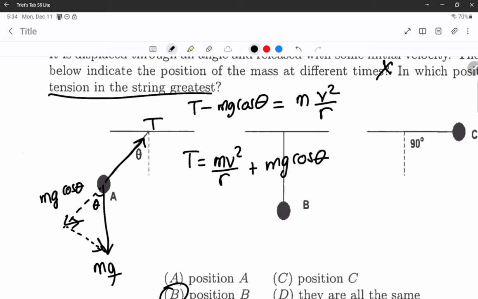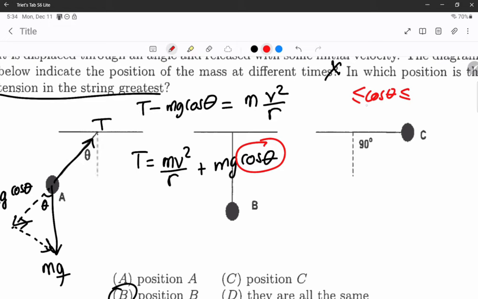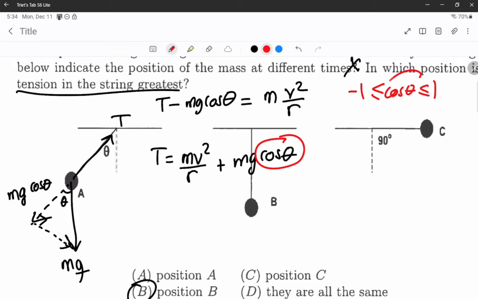And here, if you analyze this point, you're going to see cosine theta. m didn't change and g didn't change. And then look at cosine theta. Cosine theta is between 0 and 1, right? Cosine function is actually bounded by negative 1 and 1. So if you want to maximize the tension, then you want this cosine to be about 1, right?